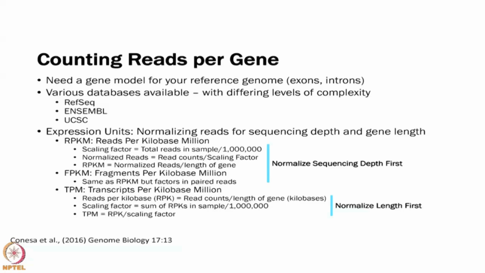So there's really two different ways of doing this. The first one normalizes by the depth, so how many reads in the sample first, and then normalizes by the length of the gene. So that's this RPKM and FPKM. The other one normalizes by the length of the gene first, and then by the number of reads in the sample second. And that's this TPM.